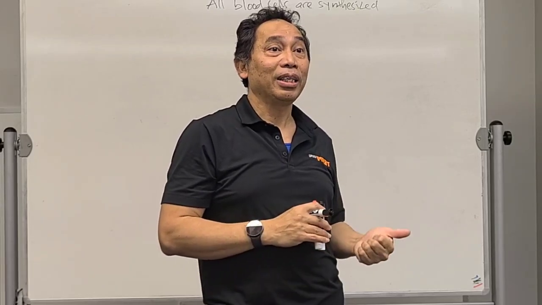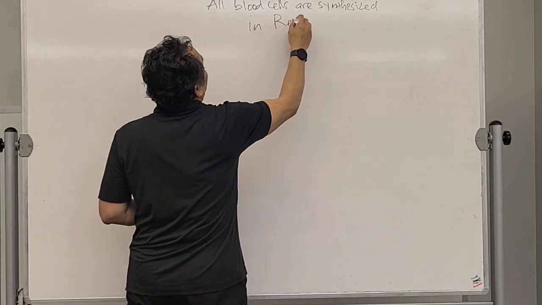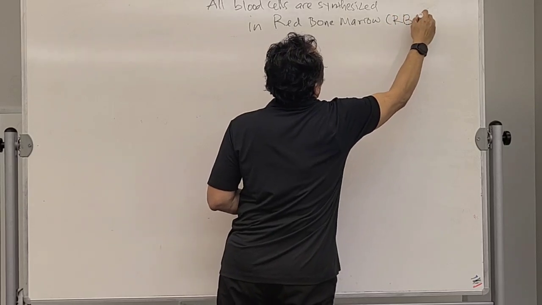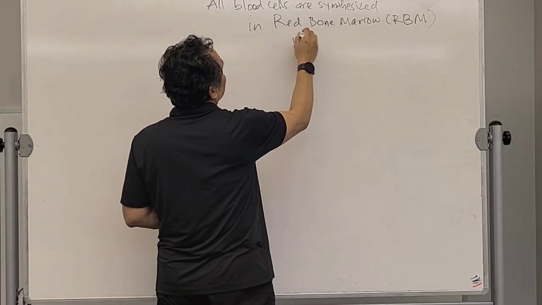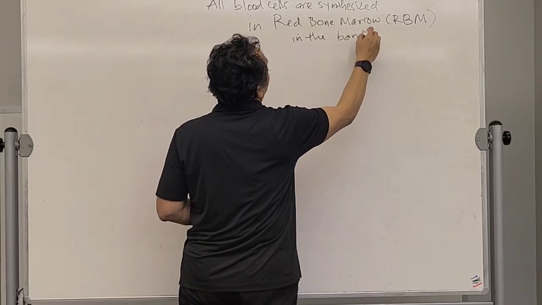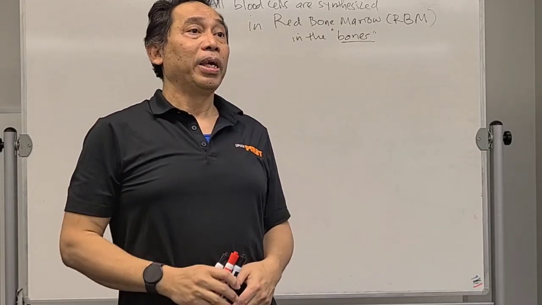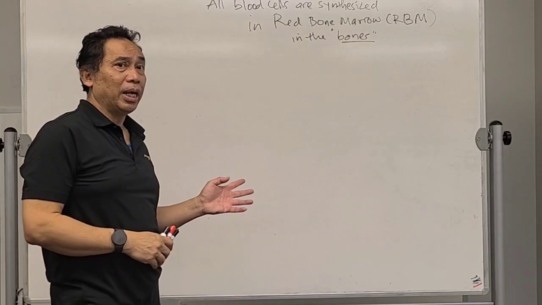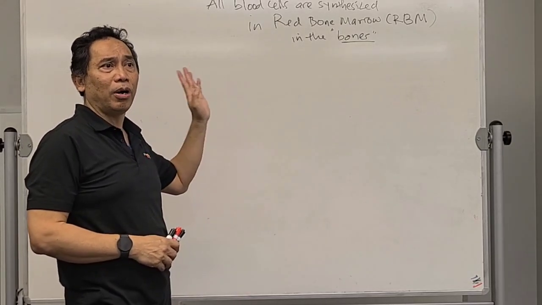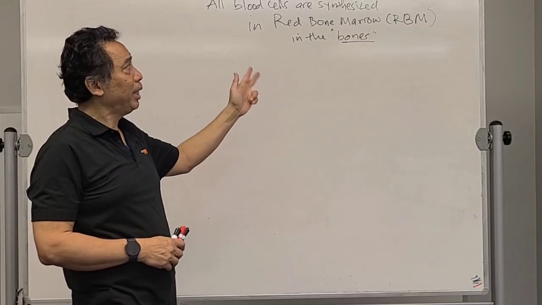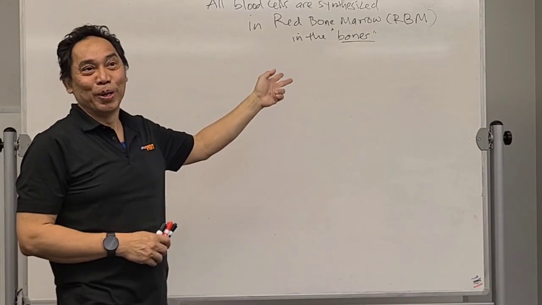It starts with the red bone. What is the other one? Marrow. Red bone marrow. Sometimes it's called the RBM. In the bones. So it is actually located inside the bone. So your bones have a special area called the red bone marrow that will produce all types of blood cell. The red blood cell, the white blood cell, also platelets, all of them made in America. No, made in red bone marrow.